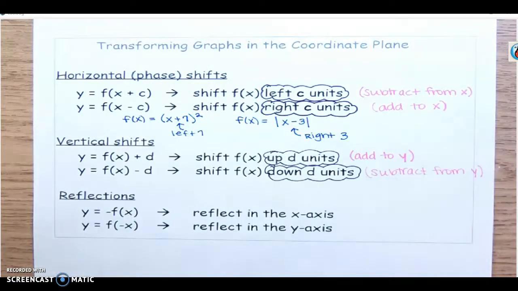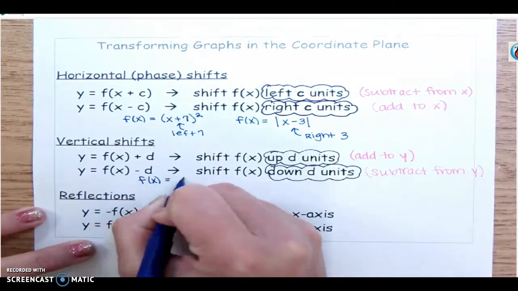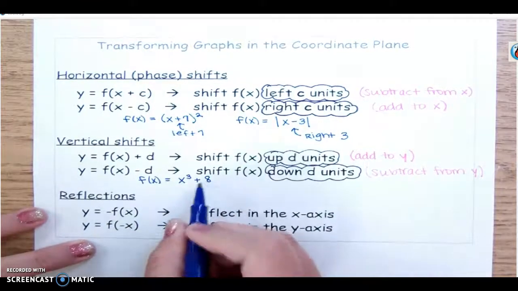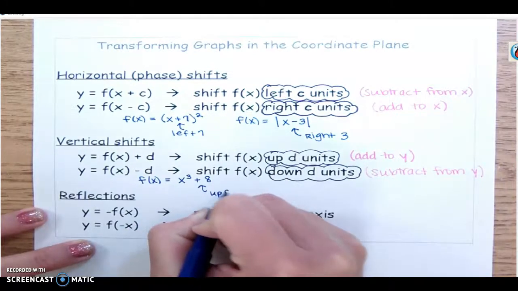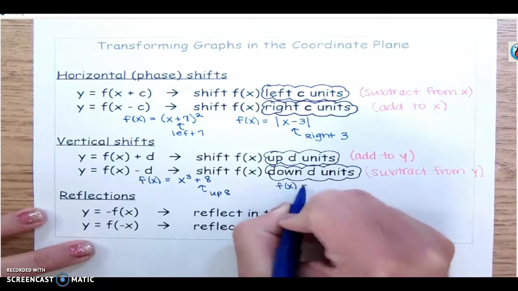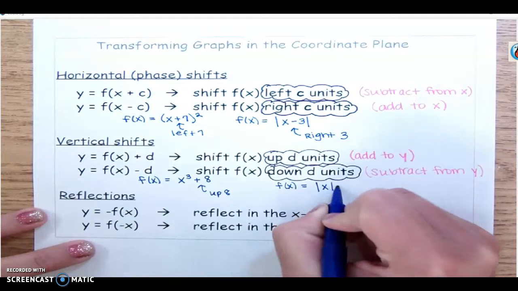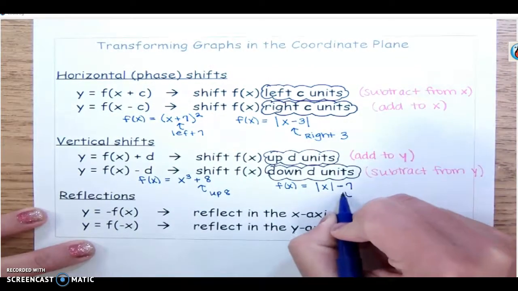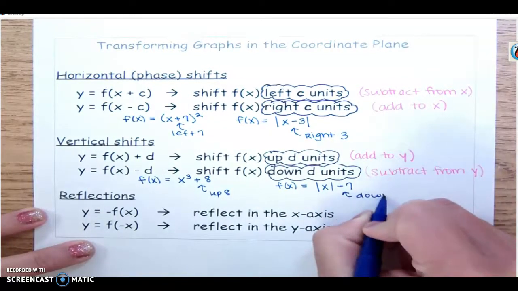Okay, so let me give you an example of that. So let's say we have x cubed plus 8. This is a cubic function. Because this plus 8 is not in the parentheses, it's on the outside, this means you're going to be moving up 8 spaces. And then, let's say we have absolute value of x minus 7. Because this is on the outside of those absolute value bars, the minus 7 tells us we're going to move down 7 spaces.